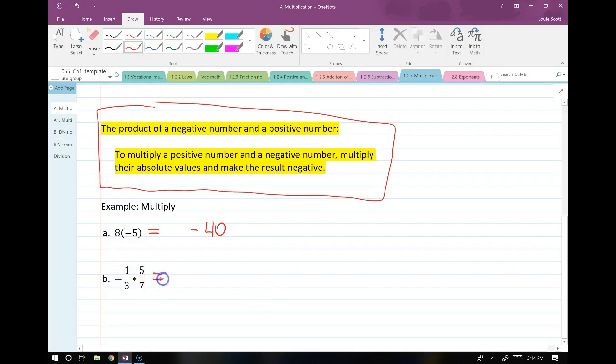So with this next one, I'm multiplying two fractions. One of them's negative, so the result will be negative. But when I multiply fractions, remember I go straight across the top, which is going to give me 1 times 5. And then I go straight across the bottom, which gives me 3 times 7. So that's 5 over 21. One of the numbers coming into this product was negative, so the result is negative.